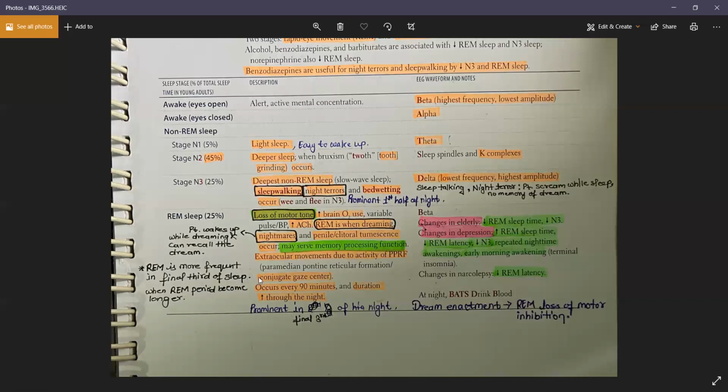Okay, and with age, the latency will increase. With depression, the latency will decrease. With narcolepsy, the latency will decrease. And whenever you have a decrease in the latency, the frequency of this REM sleep will increase. So the frequency of REM sleep increases in narcolepsy and in depression. The frequency and the duration of the REM sleep decrease in the elderly, with alcohol, with benzodiazepines, and with barbiturates.